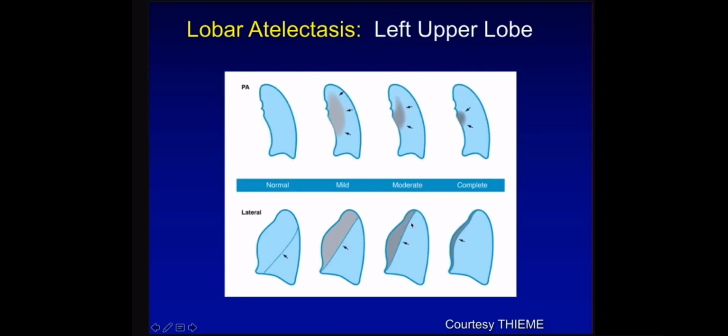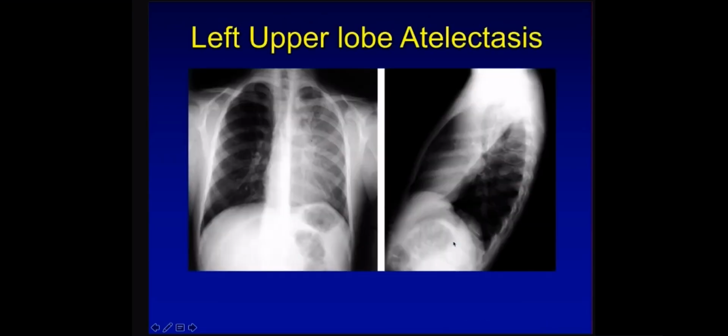Here's left upper lobe atelectasis. There's no minor fissure. You're not going to be able to follow that. On the PA radiograph, you will see increased density. On the lateral, you'll very clearly begin to recognize an interface here representing the major fissure, and with progressive atelectasis of the left upper lobe, this fissure will move more and more anteriorly, and the collapsing lobe will become more and more dense.